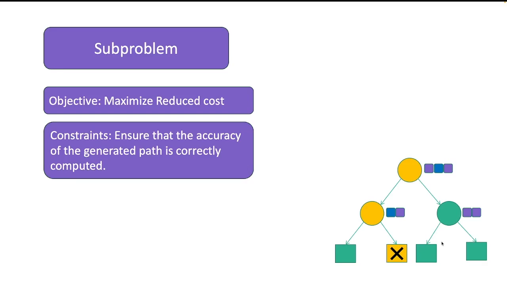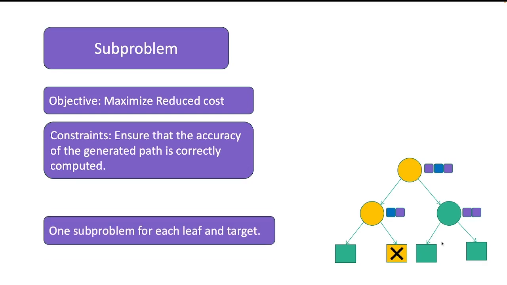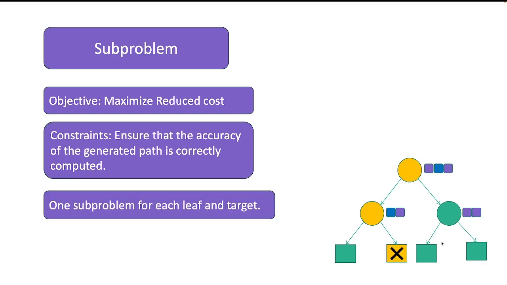The key point to remember is that all of these constraints are linear, and even in the master problem, the constraints I just discussed are all linear. So we are still in a linear program, mixed integer linear program setting. The important thing to notice about this subproblem is that there is one subproblem for each leaf and each target. For this example, there are 4 leaves and 2 possible targets, so there are 8 subproblems.